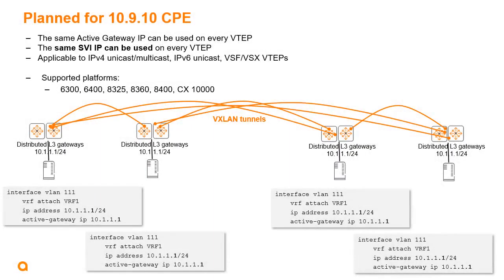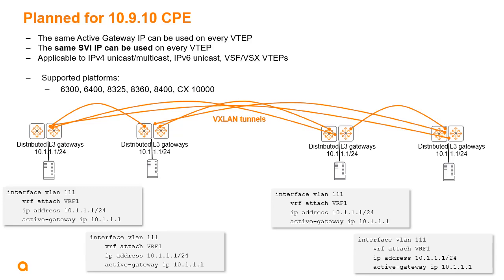In an upcoming 10.9 CPE, you will be able to use the same SVI IP on every VTEP. So in this example, you can see I have 1.1 as the active gateway IP and the physical IP address on the SVI. You can use that on all your VTEPs, your distributed layer 3 gateway VTEPs, so that you do not need to burn additional IPs.